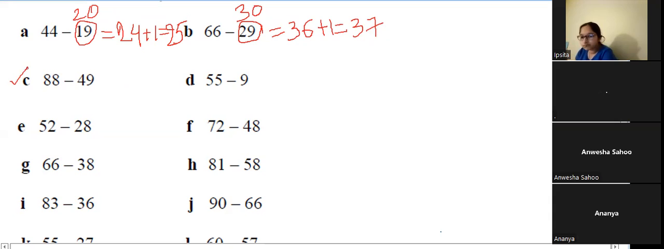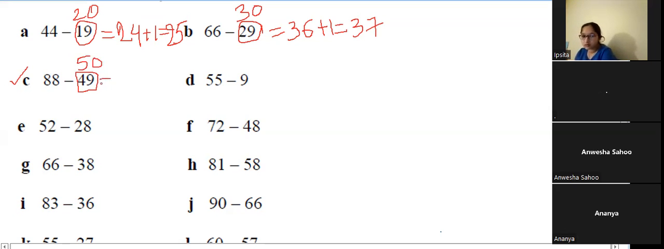So first, we can make 88 into 90. No, which is better? Making 49 into 50 is better. So we keep 88 as it is, and in place of 49, we consider 50. Now subtraction is easy.